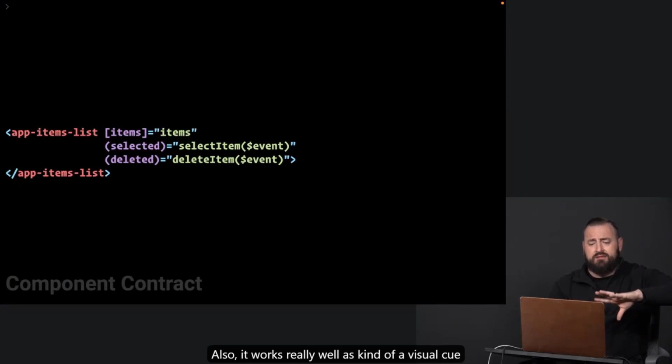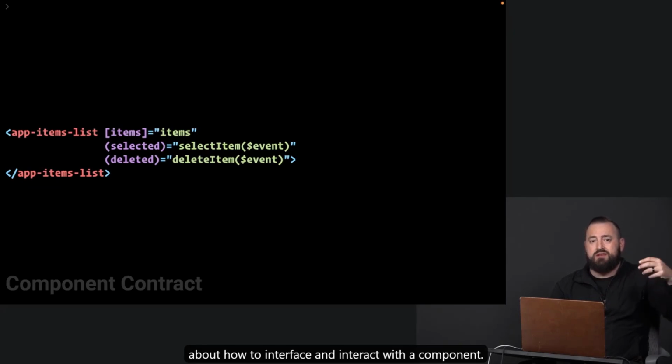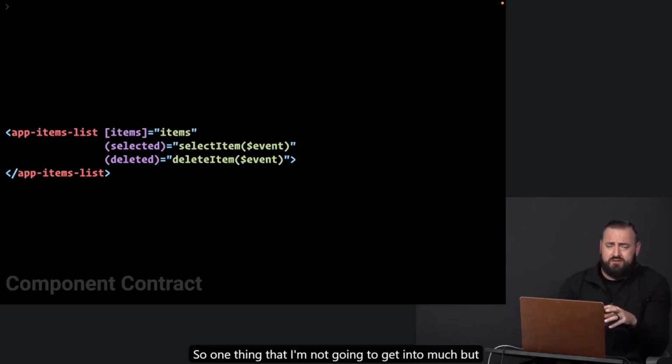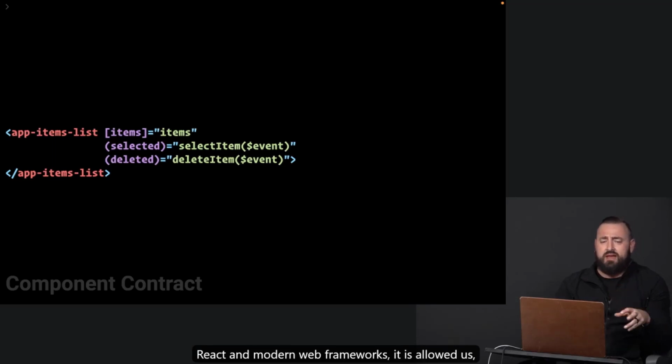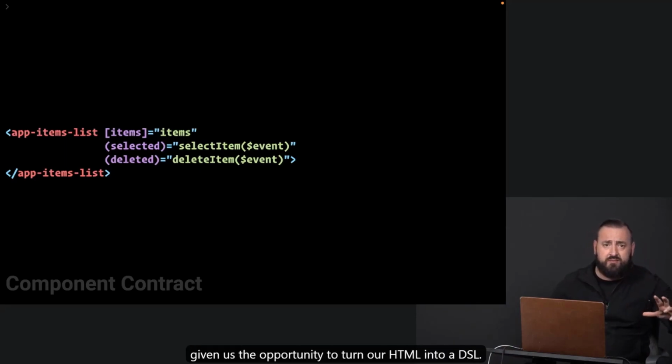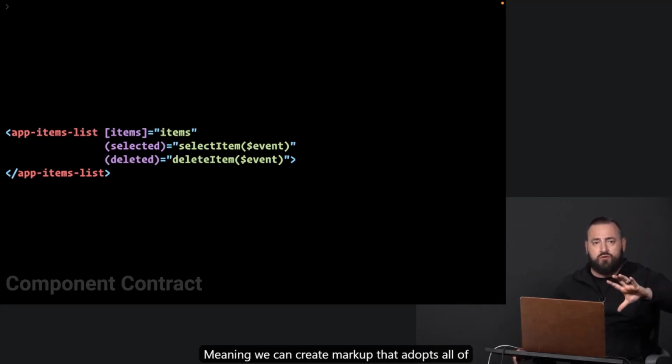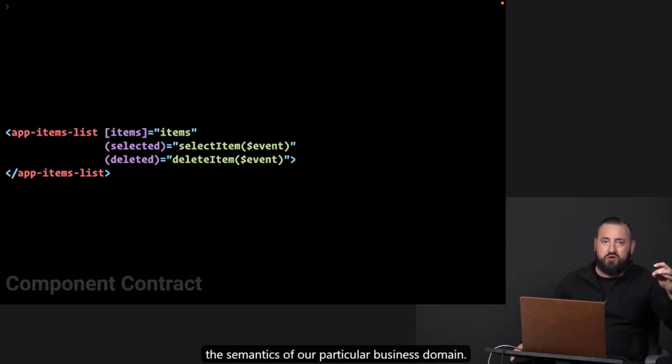Also, it works really well as kind of a visual cue about how to interface and interact with a component. So one thing that I'm not going to get into much, but I'm going to just offer a small comment on, is that when we look at Angular and by extension React and modern web frameworks, it has given us the opportunity to turn our HTML into a DSL, meaning we can create markup that adopts all of the semantics of our particular business domain.